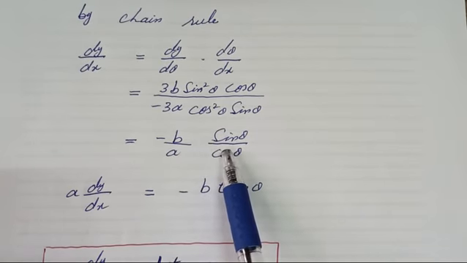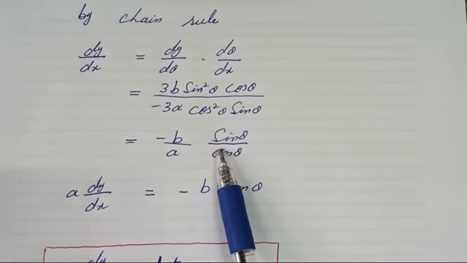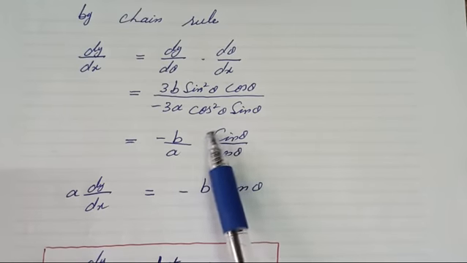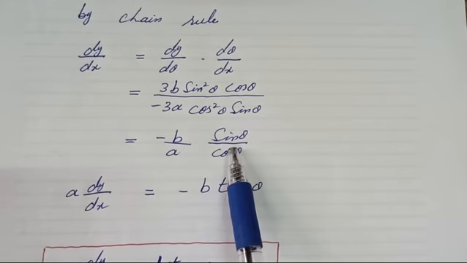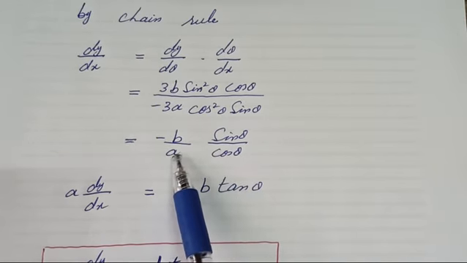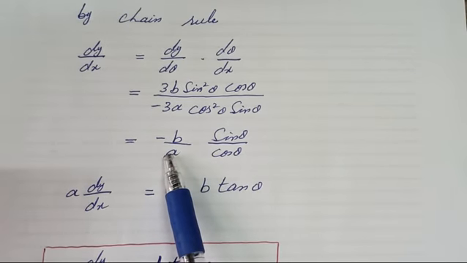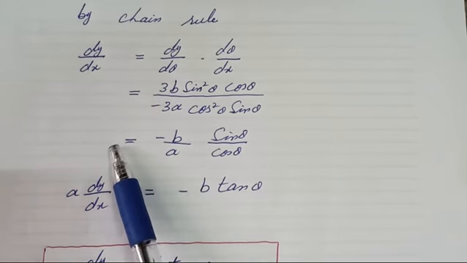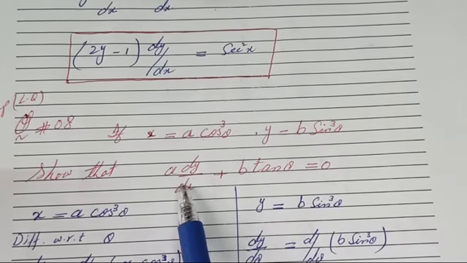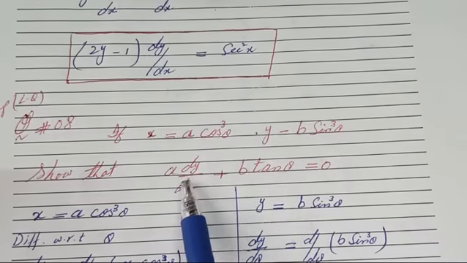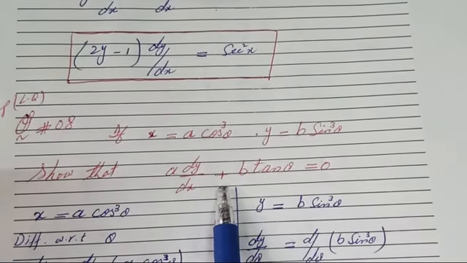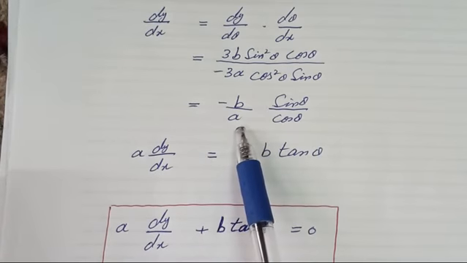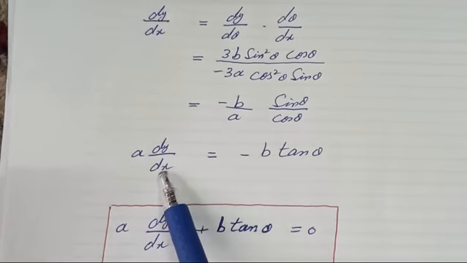Sin theta over cos theta, you know very well, this is a trigonometric ratio and it is equal to tangent theta. So we will replace this sin theta over cos theta by tangent theta: minus b over a tangent theta. While according to the required condition, a will come in multiplication on the left hand side. As according to the given condition, show that a dy over dx plus b tangent theta is equal to 0. So a from the right hand side comes here. We have proved this one. So that's why a from the denominator comes in multiplication on the left hand side.